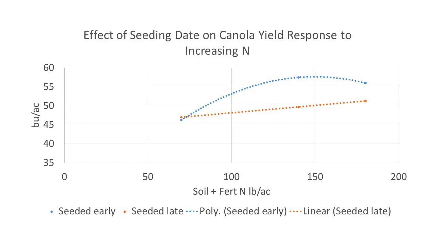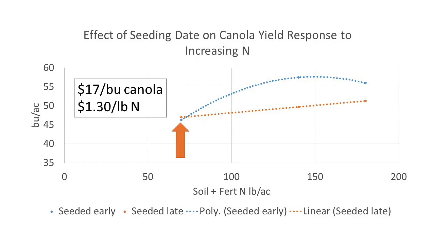But how much less? Well, this is where it gets tricky, and you'll have to take this with a grain of salt because we're not looking at enough data to really pin down the shape of these curves. If I assume $17 per bushel of canola and $1.30 per pound of nitrogen, then technically no more added nitrogen to the above background level of 70 pounds of nitrogen per acre was required for the late-seeded canola. The response from here was linear, and each additional pound of nitrogen resulted in reduced economic returns.